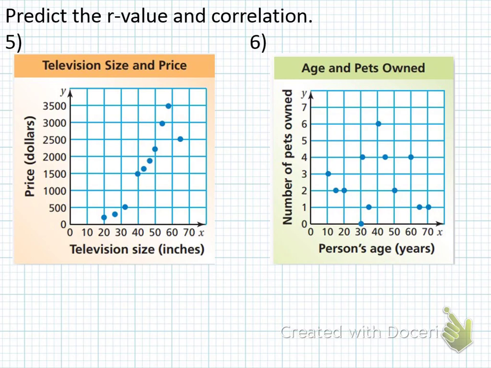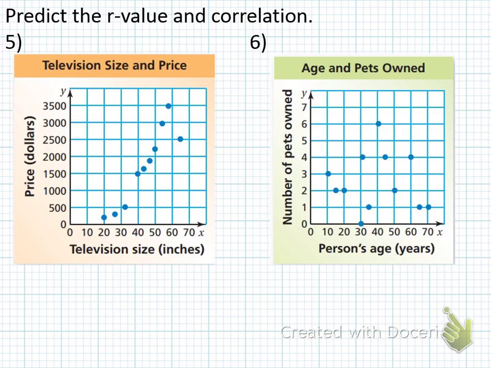When I look at this graph, number 5, it says television size and price. The one down here is your independent variable, television size in inches. It looks like it goes from really small to really big. So a small 20-inch TV is less than $500. And I notice the bigger the television size, the more expensive it gets. Does that make sense?